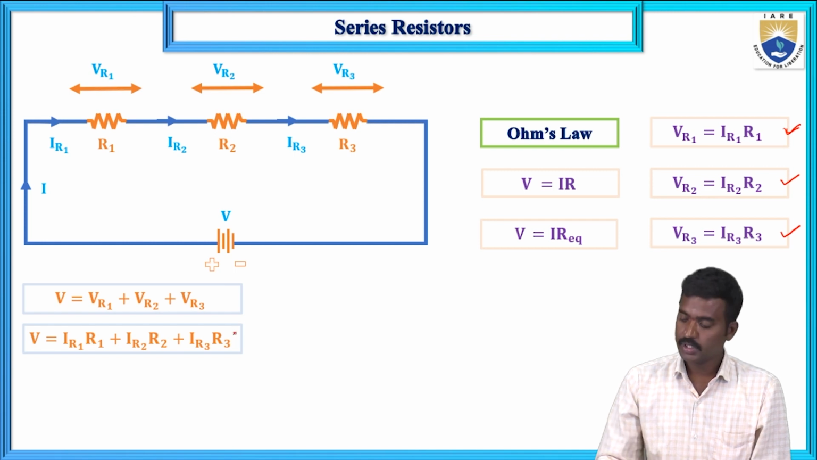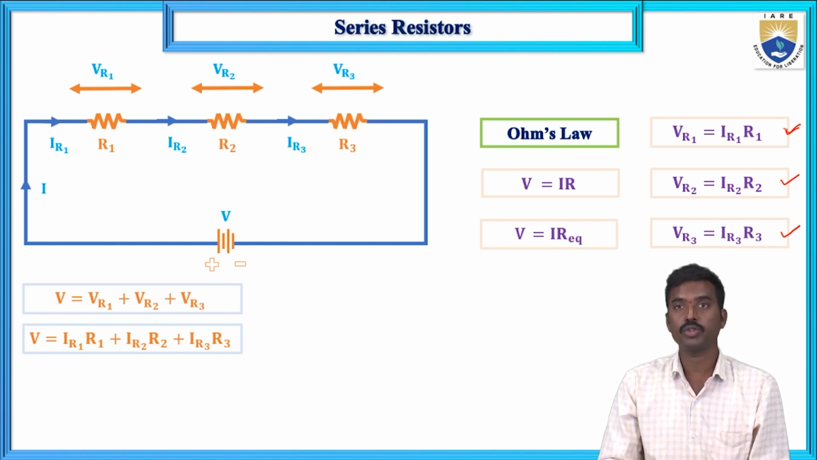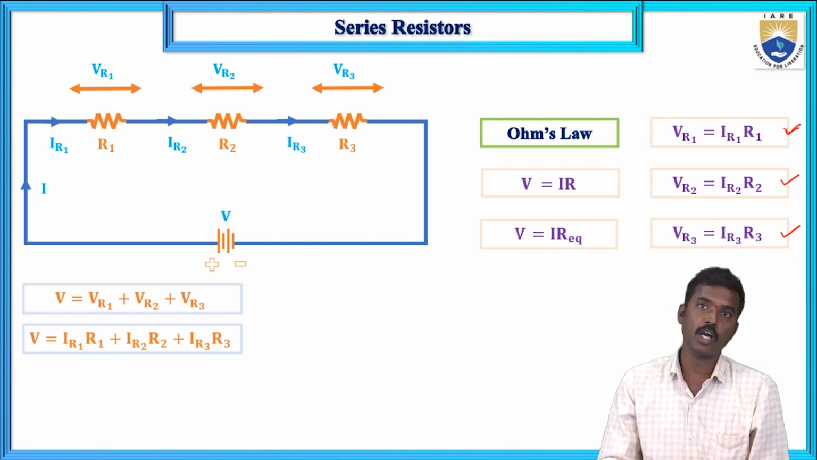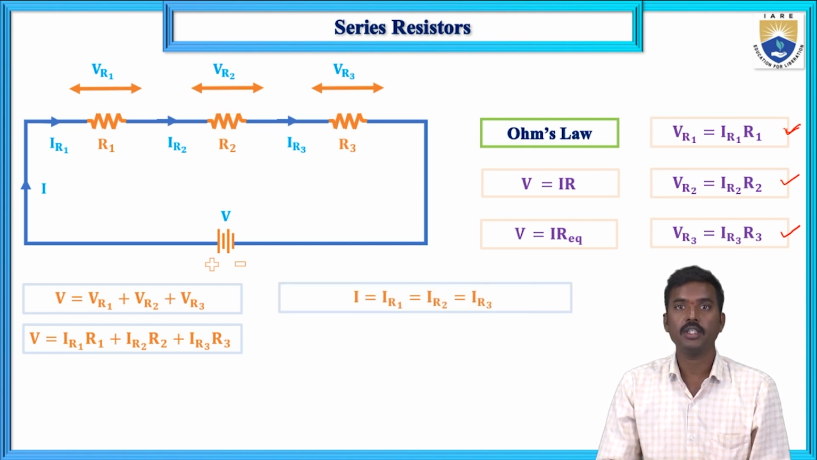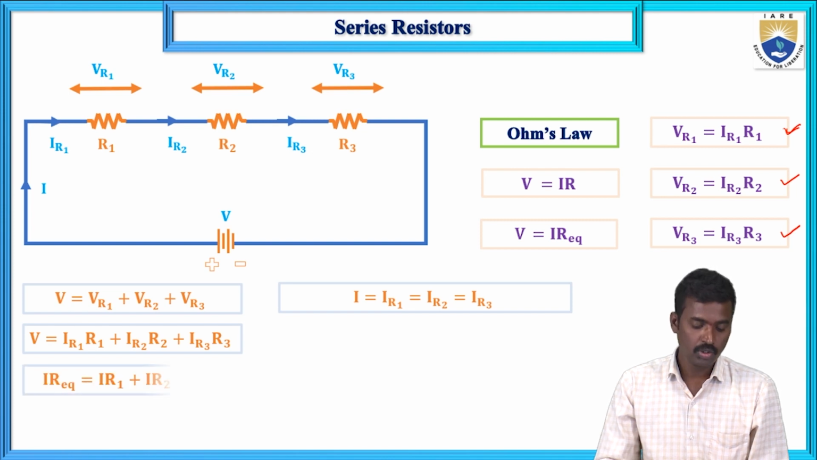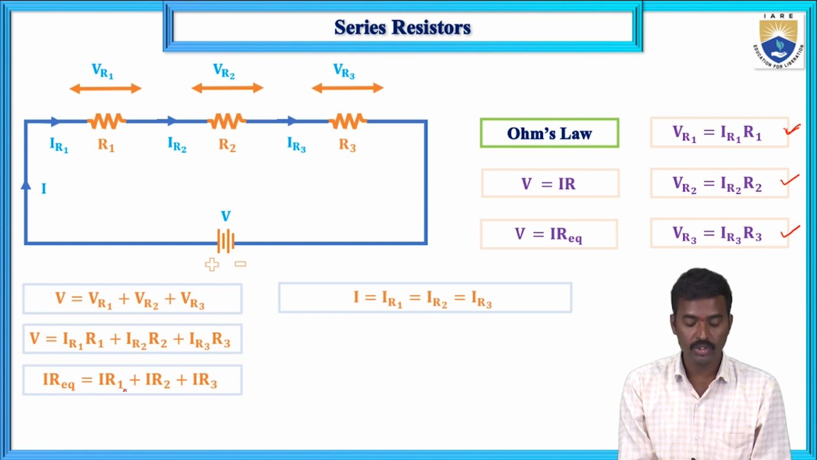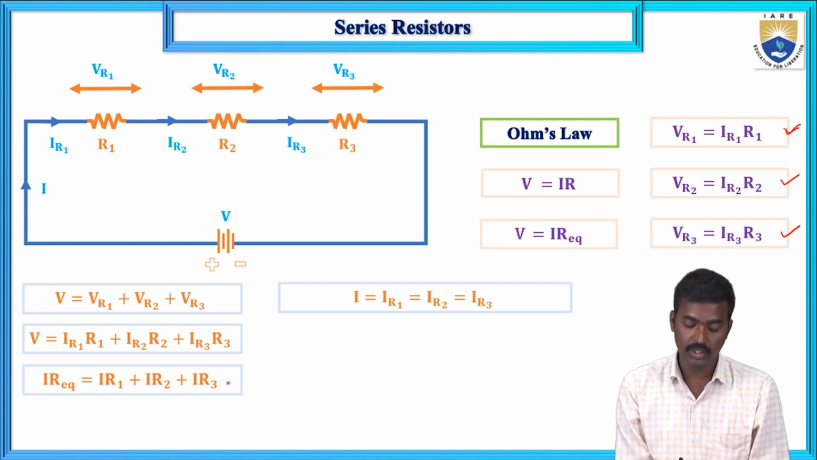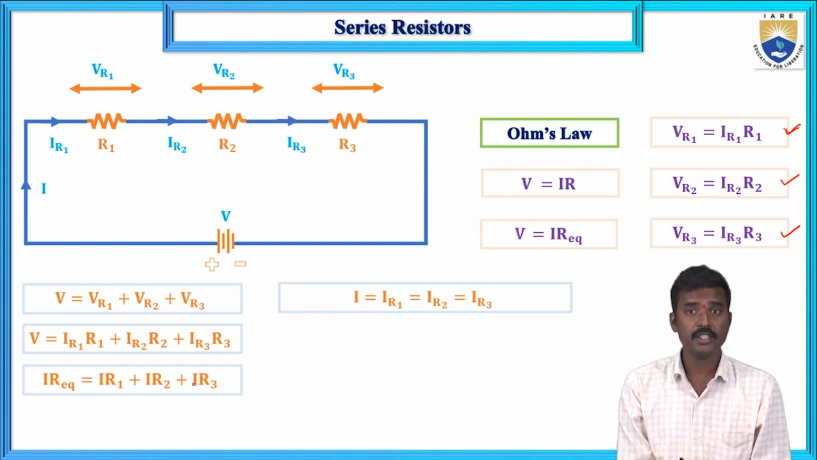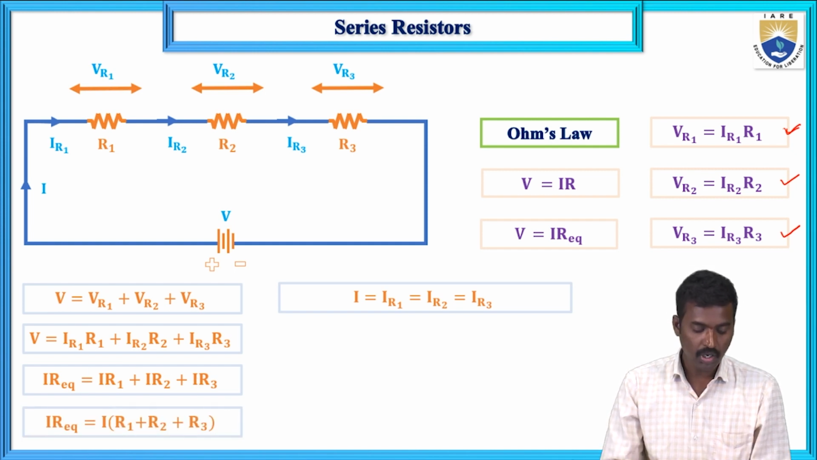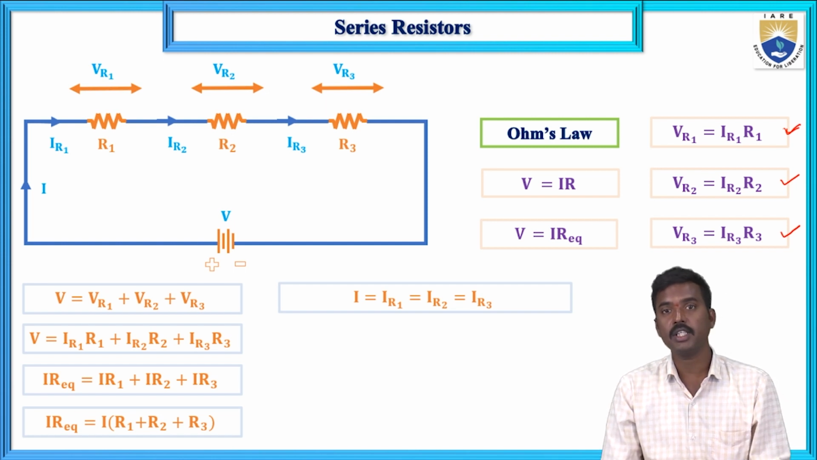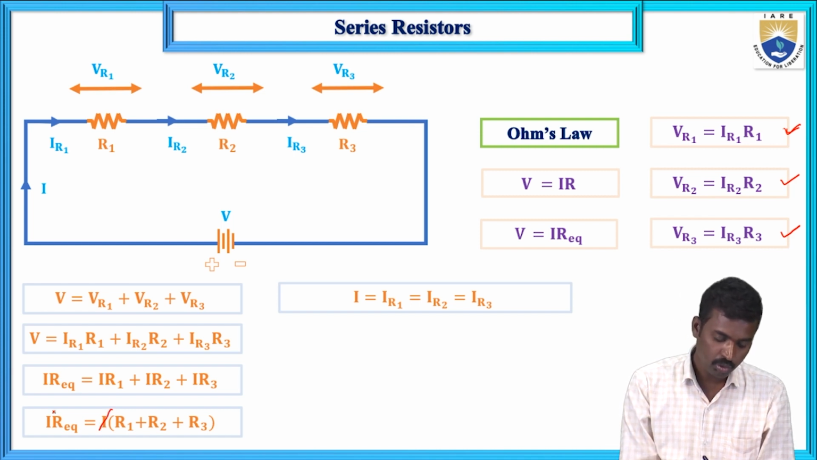Now, the series connection's first property: the same current flows through each element, equal to the supply current. IR1 equals IR2 equals IR3, which equals the total current I. So IR1 is I, IR2 is I, and IR3 is I. So the final equation: I R equivalent equals I R1 plus I R2 plus I R3. Now on the RHS, I is the common term, so you can take it common. So I R equivalent equals I into R1 plus R2 plus R3. On the LHS and RHS, I is the common term, so you can cancel it.